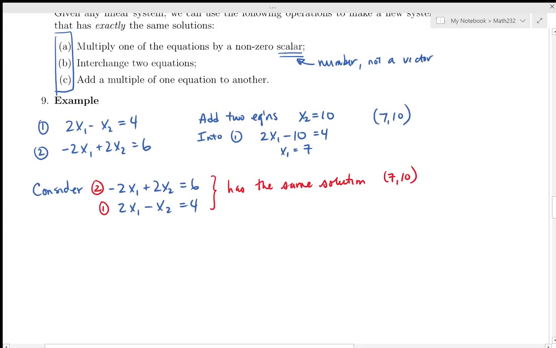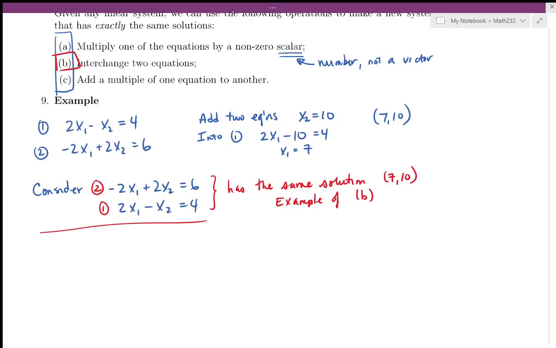So what is this? This is an example of B. What do I mean by B? Interchange 2 equations. The solution does not change. That's the first one to be aware of.